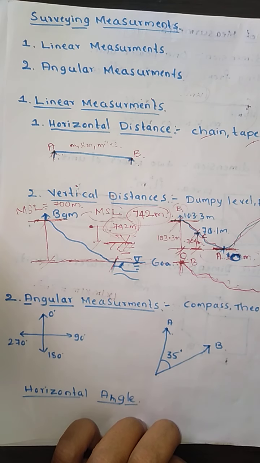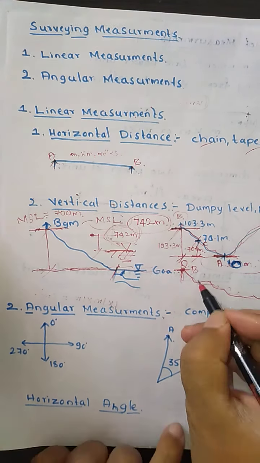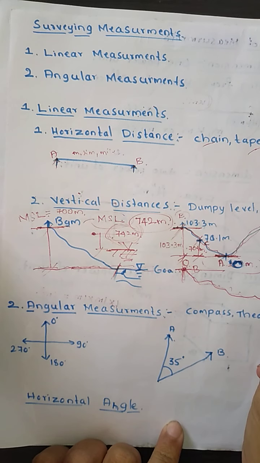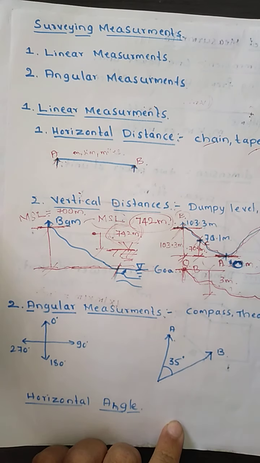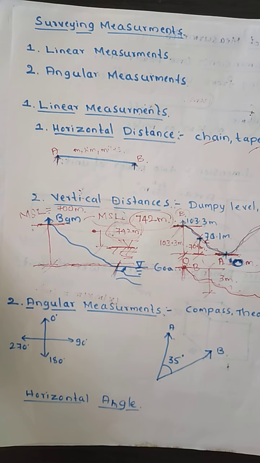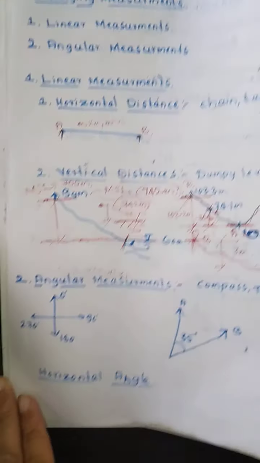Some reference you are reading you are going to take, and suppose B is at 3 meters. From A to B it is at a vertical distance of 3 meters. Then that is nothing but called a vertical distance. Now we will see what an angular measurement is.